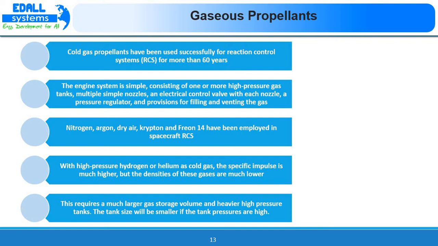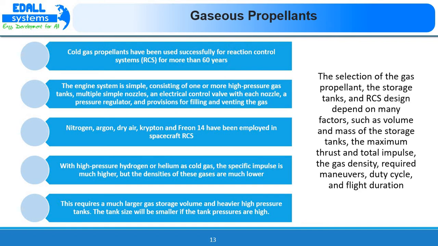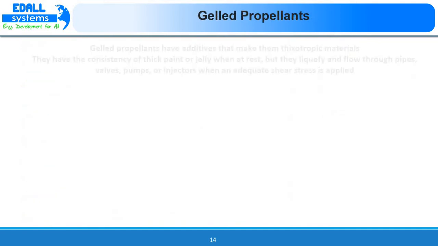So if the tank pressures are high, then maybe we can use a tank with a smaller size. The selection of a cold gas propellant, the storage tanks, and the RCS design depend on many factors, such as volume and mass of the storage tanks, the maximum thrust and total impulse which we need, the gas density, which should be a little high, then the duty cycles, required maneuvers, and flight duration. Based on these parameters, we can select the gaseous propellants which we need for our application. Next, we will move on to gel propellants.